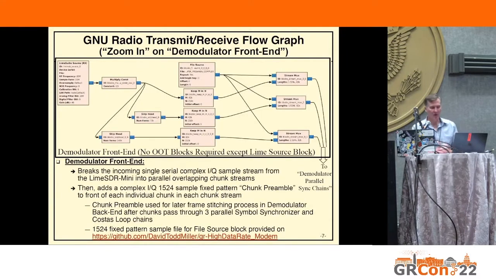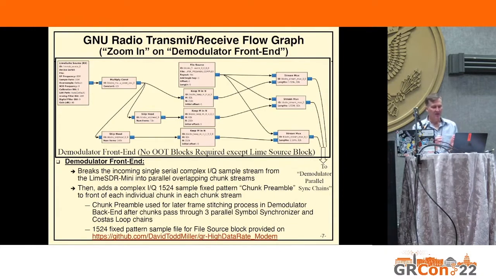Okay, the first part of the demodulator, the front end, I'm zooming into that right now. Again, no out-of-tree blocks. Basically, what this part of the demodulator does, it breaks the incoming complex IQ stream into parallel overlapping chunk streams, the incoming single stream from the LimeSDR Mini.